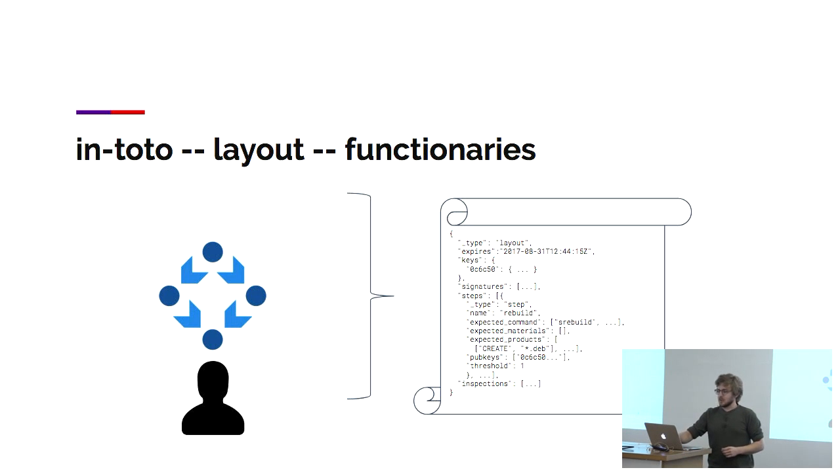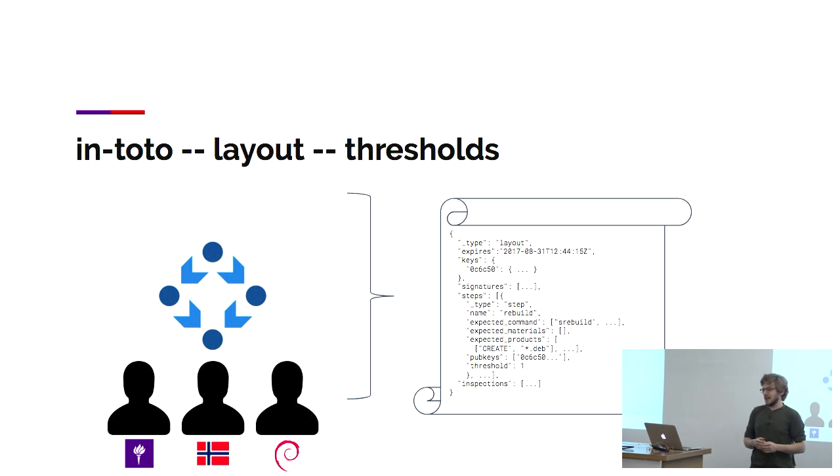And you can also use thresholds, which is what we do with the rebuilders. So we say, okay, we want k out of n of our functionaries to provide us build results. In our case, we have a rebuilder running on our New York University infrastructure. There is one running at the University of Bergen. And I think it would be very good if Debian could run a rebuilder. But basically, anyone can run a rebuilder. Anyone who has a mildly powerful machine can just run rebuilders. And the more there are, the less we have to trust individual rebuilders. So we can define these thresholds in our in-toto layout.